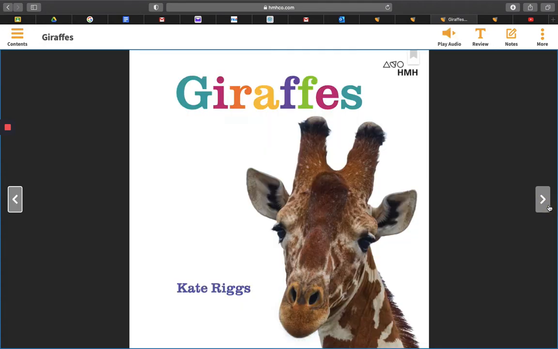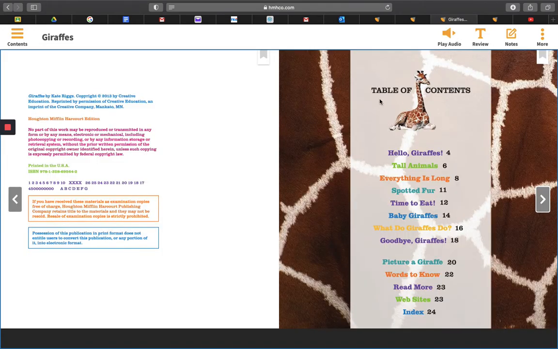So let's turn a couple of pages and let's go back to what we noticed the other day that this book had. This book had a table of contents. A table of contents, it's a text feature that gives you information on where you can find something in the book. So how could I use the table of contents to find out about my first question, which was what giraffes eat? Well, I can open my book to the table of contents and read these little entries out loud.